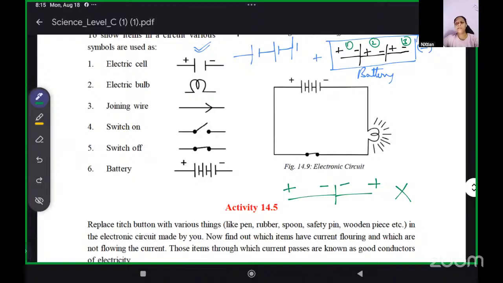For the current to flow, or for the cells to become a battery, the correct way to join is: opposite terminals are joined together. Understood now?